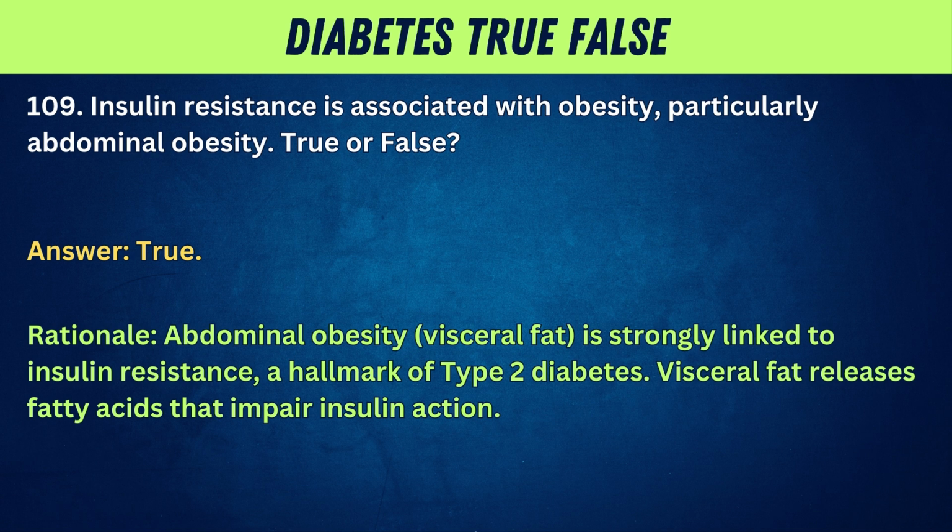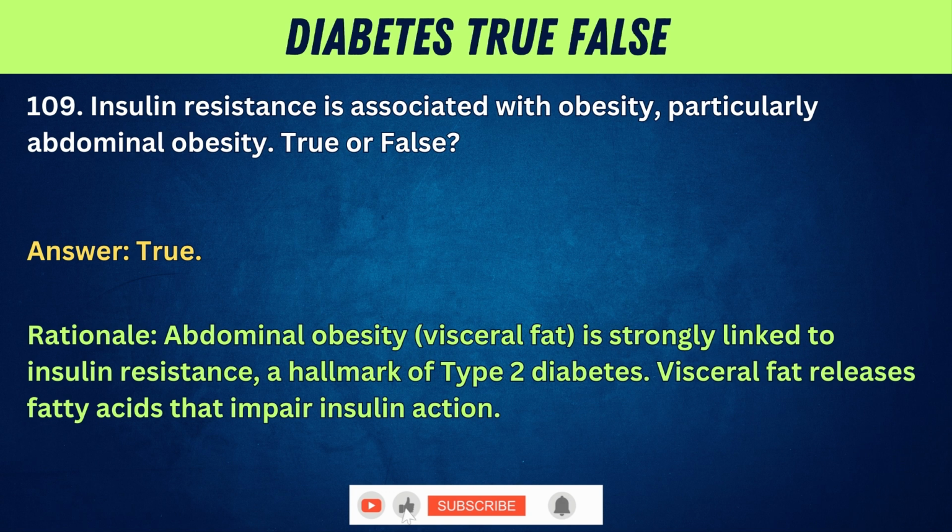109. Insulin resistance is associated with obesity, particularly abdominal obesity. True or false? Answer: true. Rationale: abdominal obesity, visceral fat, is strongly linked to insulin resistance, a hallmark of type 2 diabetes. Visceral fat releases fatty acids that impair insulin action.